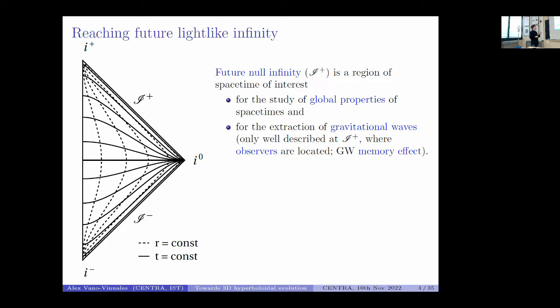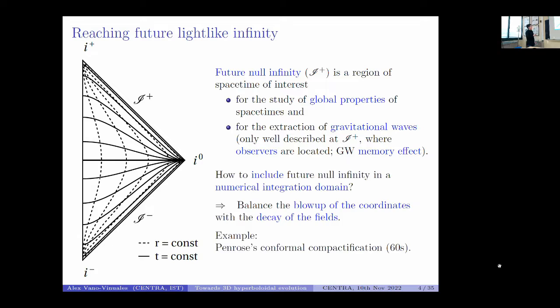Also, they correspond to the correct idealization of us observers of astrophysical events, such as we here on Earth with our interferometers. And it's also at future infinity that we can measure the gravitational wave memory of that. And how can we get there if it's infinitely far away?